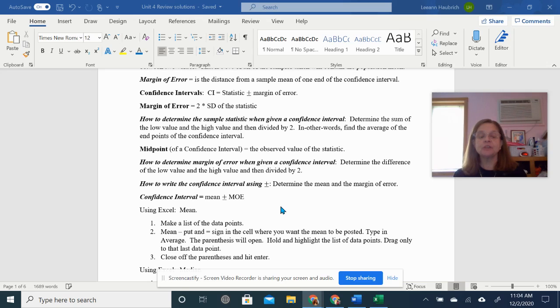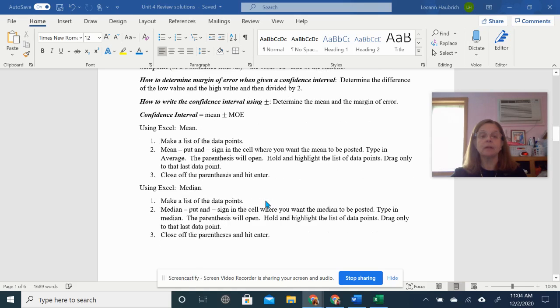How to determine the margin of error given the confidence interval. Get the difference of the low value and the high value. Just get the difference, divide by 2. You now have your margin of error. How do you write the confidence interval using plus or minus? First, you need to know what the mean is, your sample mean. Then you simply put plus or minus your margin of error. So the confidence interval equals the mean plus or minus the margin of error.